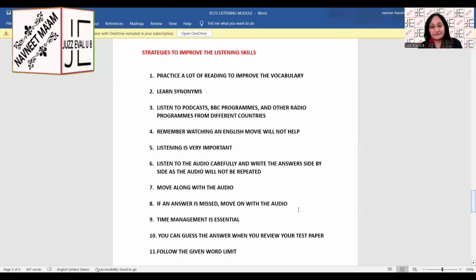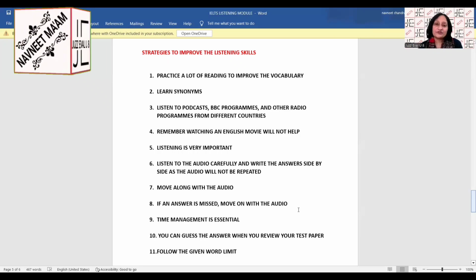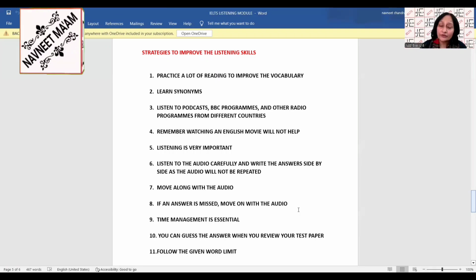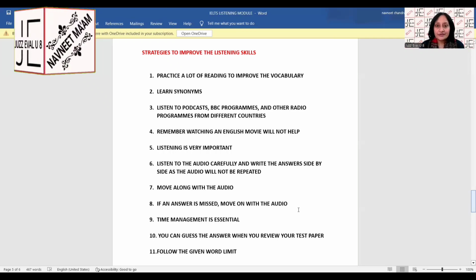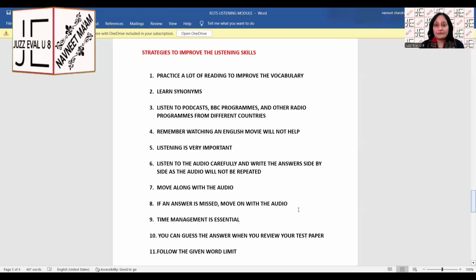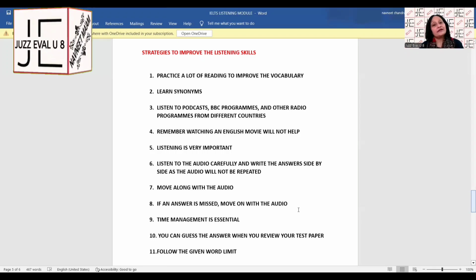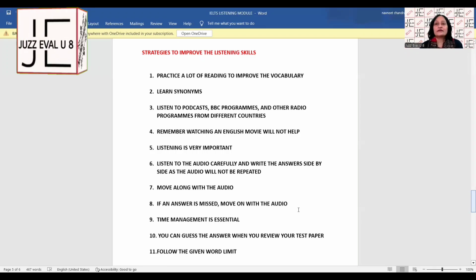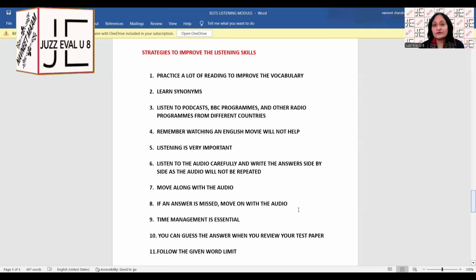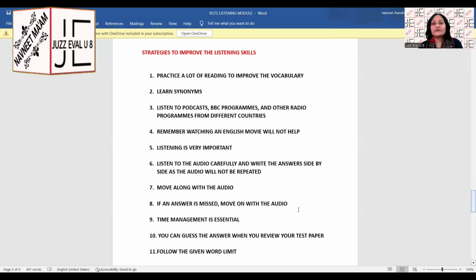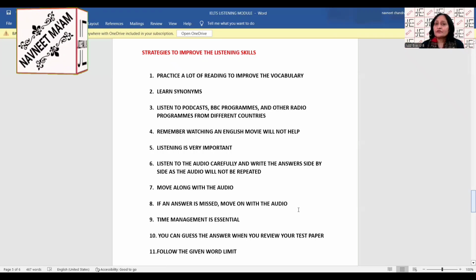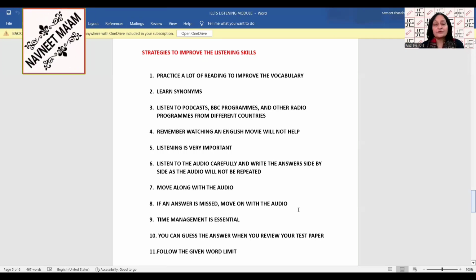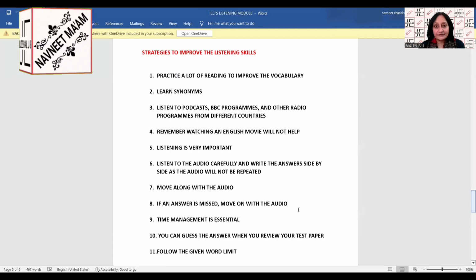Also, learn synonyms, because if in the question they've used a certain word, they might be using a synonym in the passage, that is, a same-meaning word. So one has to improve one's vocabulary, read a lot. Then listen to podcasts. As I said, you can listen to BBC programs, you can listen to other radio programs, but from different countries. Now it is very easy, everybody has internet. So just listen to news from other countries and see how they speak. Get used to the accents.